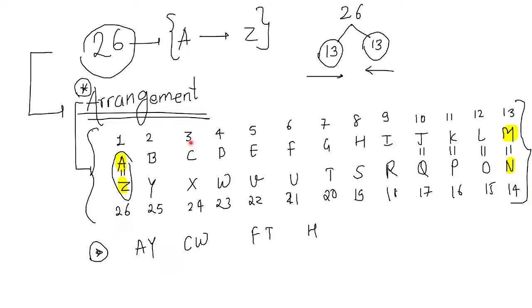Similarly, C's opposite letter is X. One step back, if I take it, I'll get W. So CW is another pair. F is paired with T. F's opposite letter is U. U minus one step back will give me T, correct? Similarly, students, H's opposite letter is what over here? H's opposite letter is S. And if I do S minus one step back, I'll get R. So HR should be the correct answer for this question.